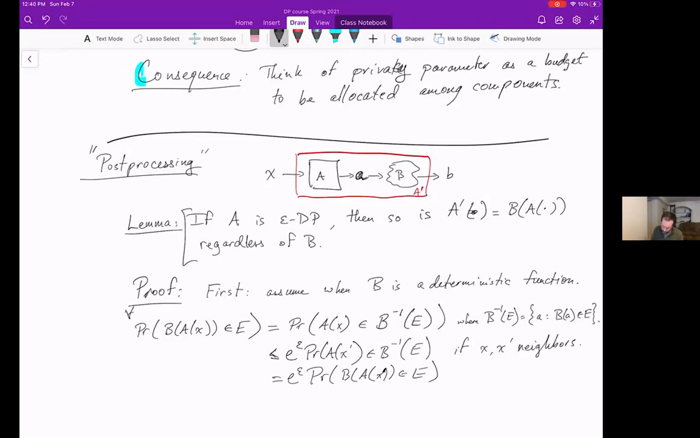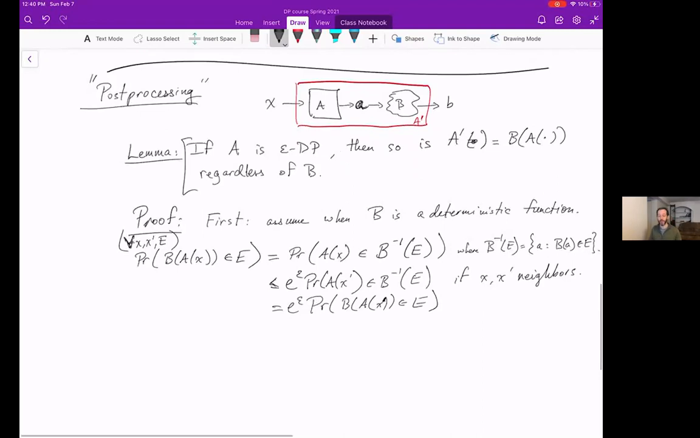And this argument works for all x prime and E. So it suffices to prove that B composed with A is differentially private. We're not quite done. Let's look at what happens when B is randomized, itself some kind of randomized process that's not just a deterministic function. It's still the case that we can basically reduce to the case of deterministic functions.